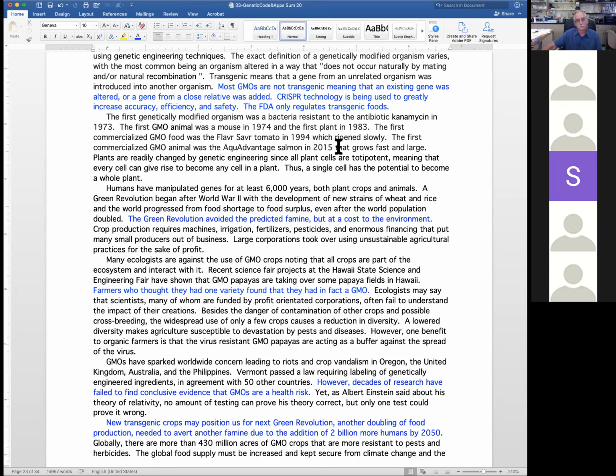So it turns out that plants are readily changed by genetic engineering because all plant cells are what's called totipotent, meaning that every cell can give rise to any other cell in a plant. So a single cell has the potential to become a whole plant. If you take a single plant cell and modify it the way you want, that can grow into an entire plant.